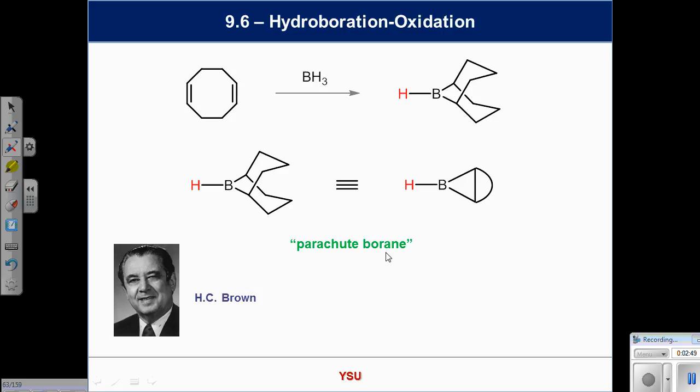You only have one equivalent of hydrogen, each molecule of boron, so therefore you're going to only get one addition. That's it, right? So you need one equivalent, and I've used that word a few times now. One equivalent, meaning if I start with one mole of alkene, I use one mole of the boron. That's one equivalent, right? One mole equivalent.